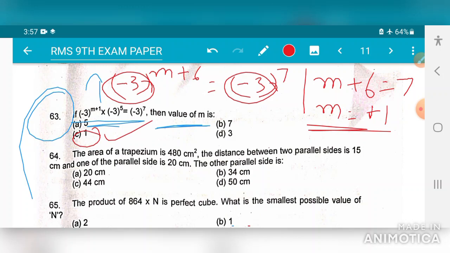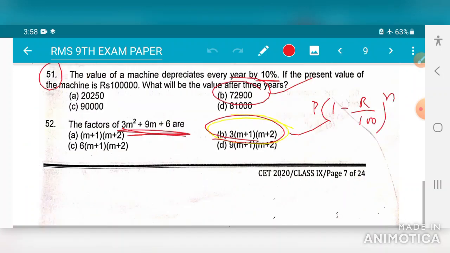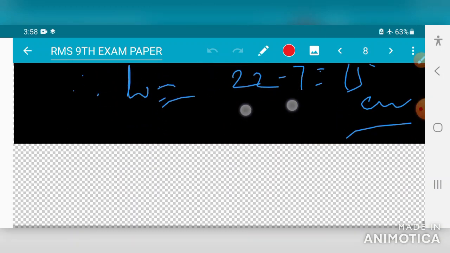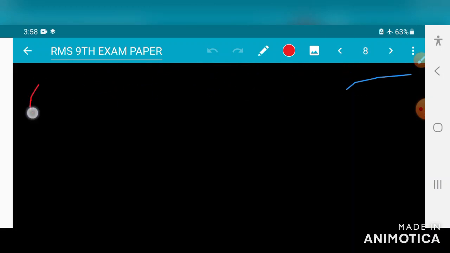Next, 64. The area of a trapezium is 480 centimeter square. The distance between two parallel sides is 15 centimeter and one of the parallel sides is 20 centimeter. The other parallel side is the direct question given. Okay, 64. Go for the solution.